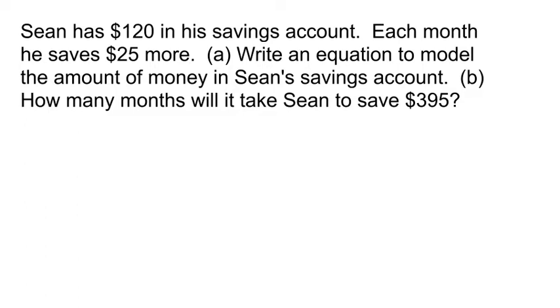So as we start, we want to break down this equation into its pieces. Sean has $120 in his savings account. That is his initial or starting value. Anytime we have an initial or starting value, that is our y-intercept. So I'm just going to put that this is our b value.